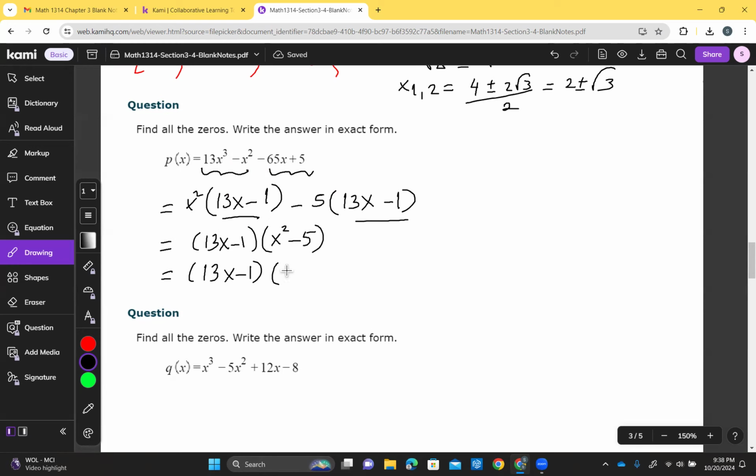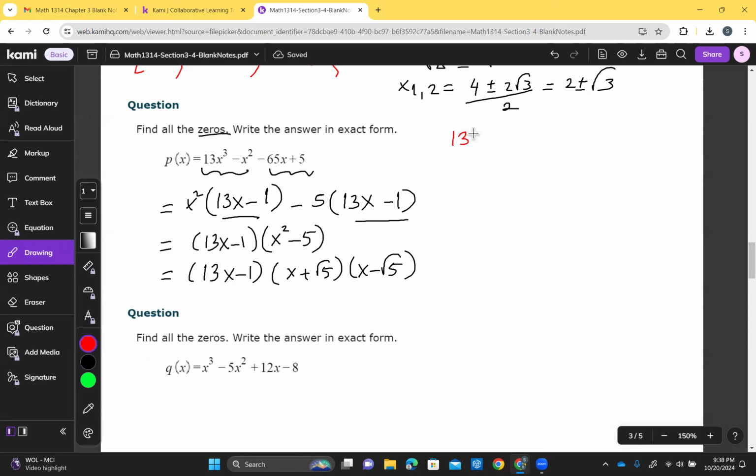I can factor this as x plus radical 5 and x minus radical 5, because if you square the radical 5, you get 5. So this is like in the form of a squared minus b squared. And the factors for a squared minus b squared is always a plus b and a minus b. I have 3 factors, which will give me 3 zeros. All I have to do is take each factor, set it to a 0, solve for x.